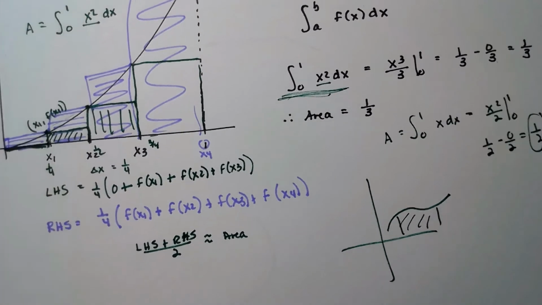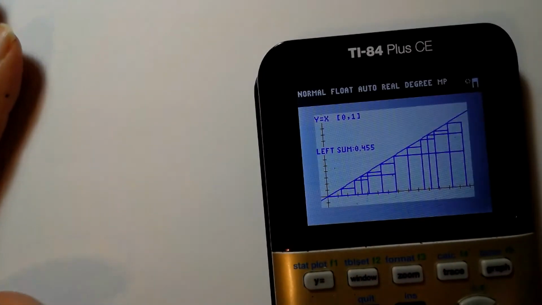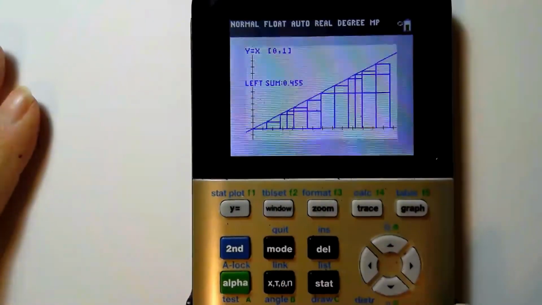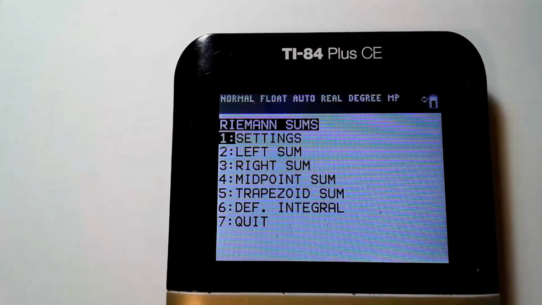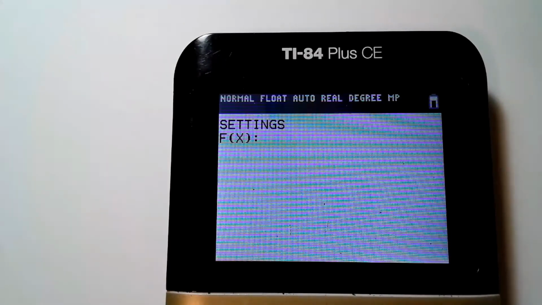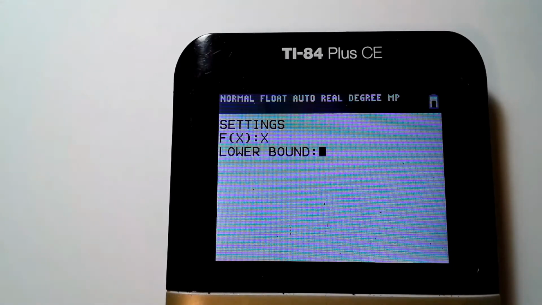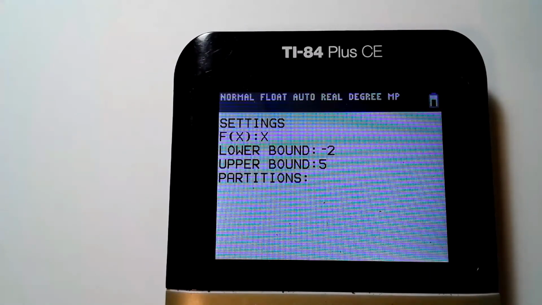Okay, well, we're talking about area above and below. What about area below the curve? So let's just suppose for a second, I'm going to keep using this calculator because it'll be an easier visual. So let me change all the settings. And let's just say we're going to use y equals x. And we're going to go from -2 to 5 with, I don't know, let's just do 7 partitions.